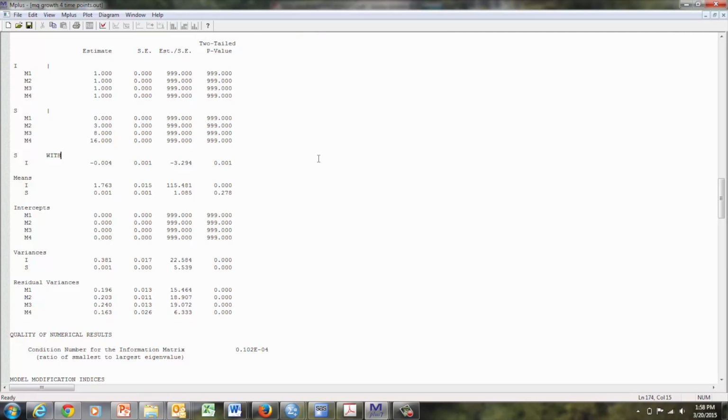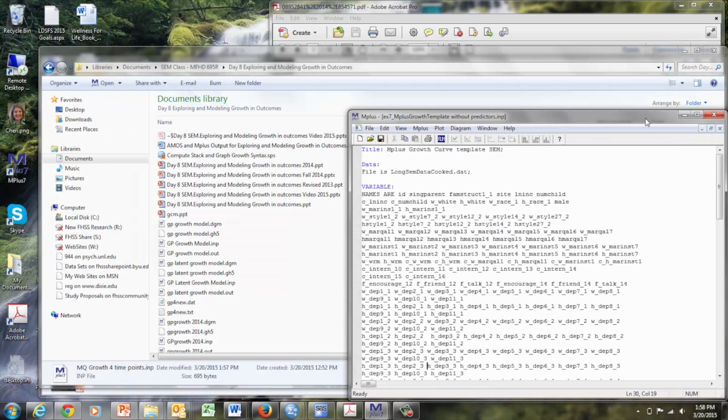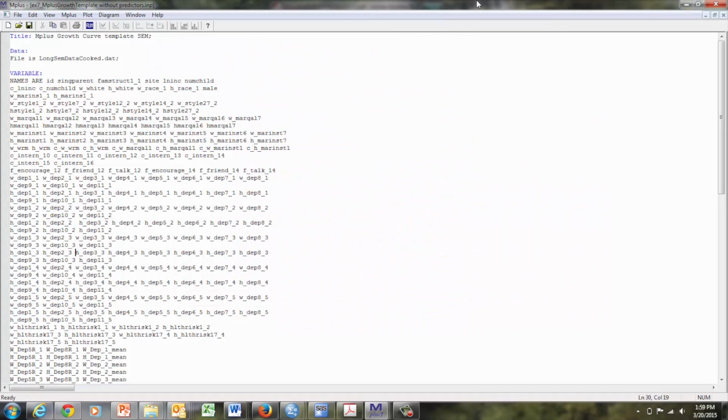So this suggests that, let me see, that this model is specifically with marital quality. So the average is 1.763 at time 1, and it's essentially flat across time, which those observed variables suggested. Let's see, let me do one more example here.